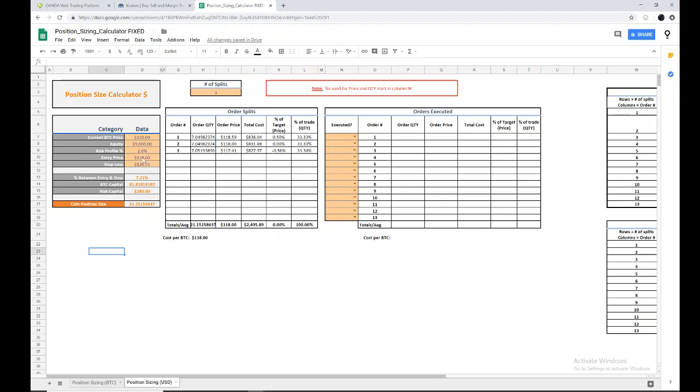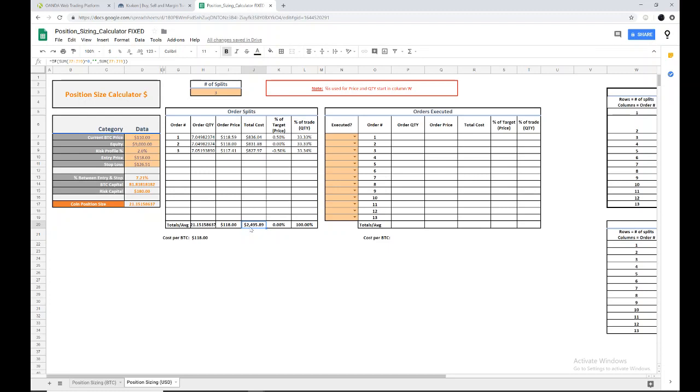So we have our entry and our stop and our account value and our risk percentage. Those are the four numbers you pretty much need. The current price doesn't matter. It doesn't matter what that is. And so yeah, once you put those four in, it tells you your percentage from entry to stop. And then here it shows you how much money you want to put in the trade.